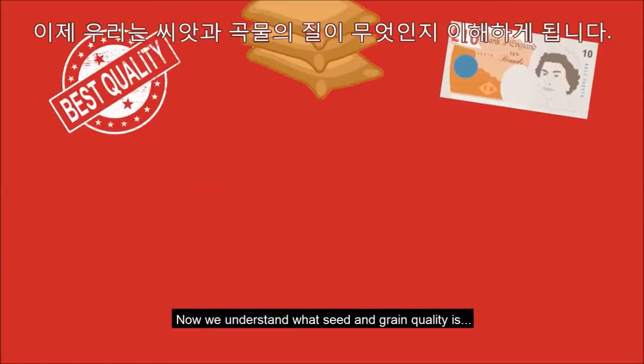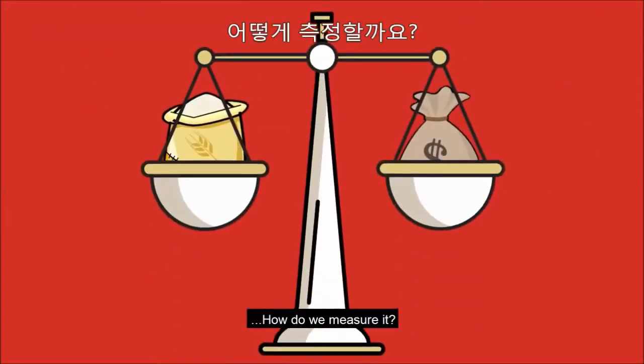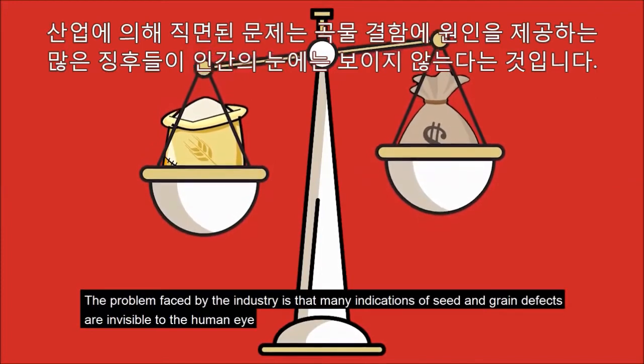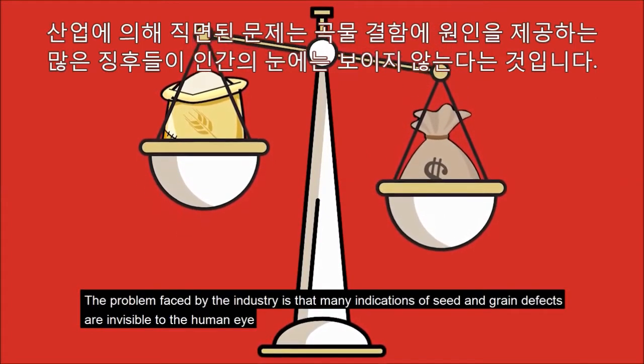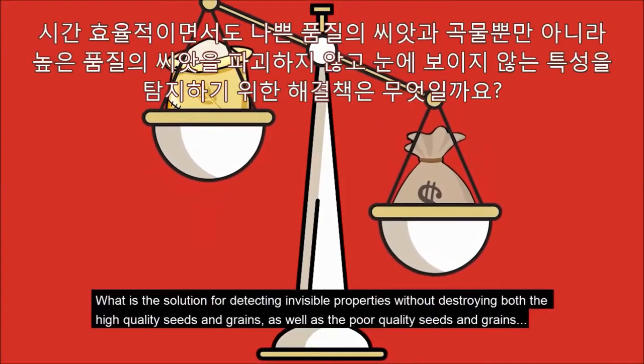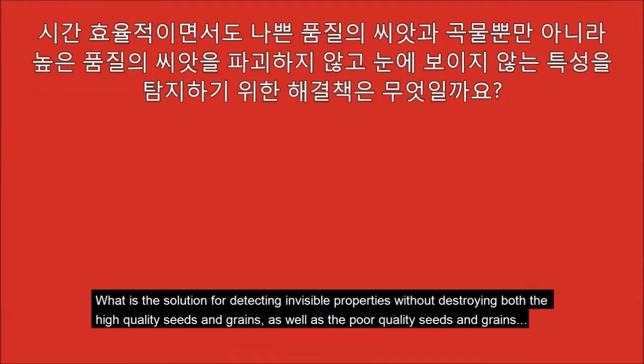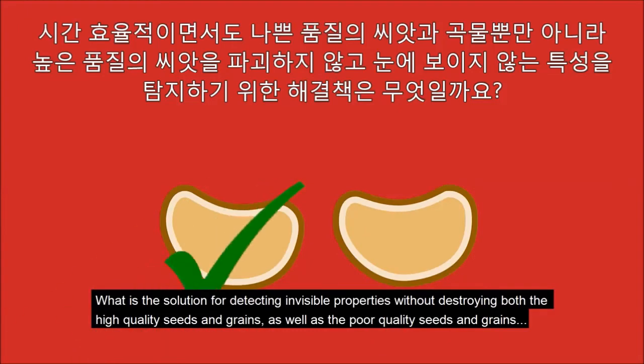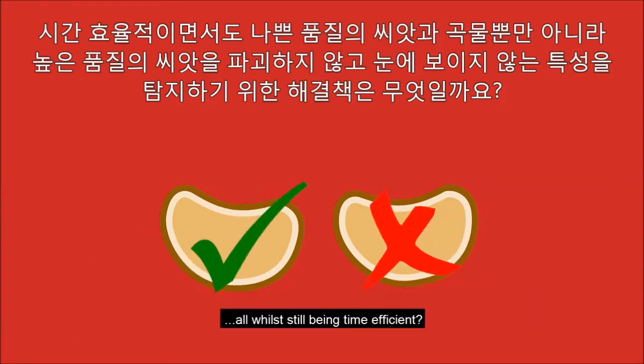Now we understand what seed and grain quality is. How do we measure it? The problem faced by the industry is that many indications of seed and grain defects are invisible to the human eye. So, what is the solution for detecting invisible properties without destroying both the high quality seed and grains as well as the poor quality seed and grains, all while still being time efficient?